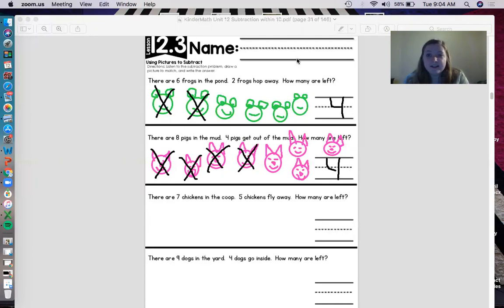The next one, you're going to probably want to use a yellow crayon. So it says, there are 7 chickens in the coop. 5 chickens fly away. How many are left? So I'm going to draw 1, 2, 3, 4, 5, 6, and 7. And then I'm just going to draw beaks on them so we know they're chickens. Beaks and an eye.